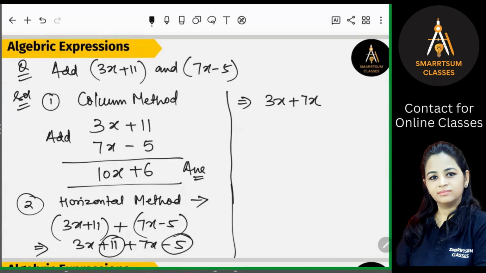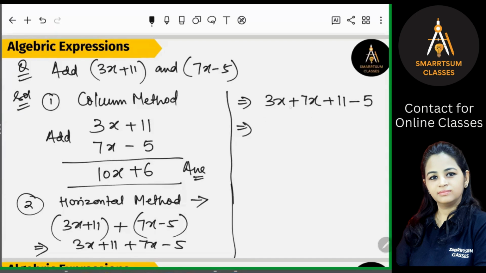Always remember, whenever you are rearranging the terms, always change their places along with their sign. If you forget the sign, then your answer will be wrong. Okay. So 3x and 7x both were positive, so that's why I have written it here. Now 11 is positive but 5 is negative, right? So what do we write here? Plus 11 minus 5. So whenever you are rearranging the terms, always change their places along with their sign. Is that clear?